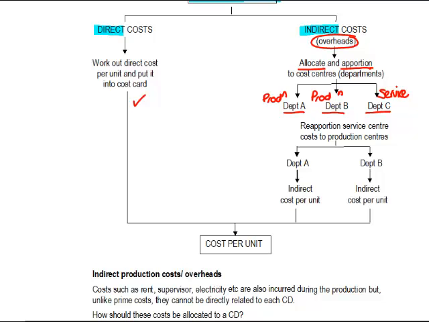Now, CDs don't actually flow through the canteen. So what we need to do is get all of the overhead costs into the actual departments where CDs actually flow through them. And that means we're going to reapportion the service centre costs to the production centres. So we end up with all of the costs in the two production departments.